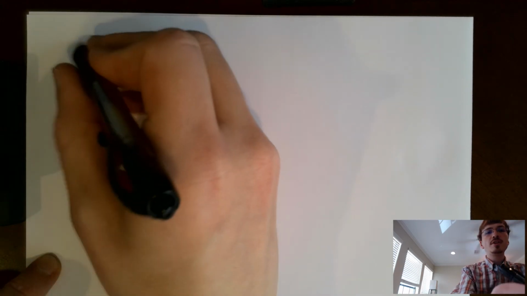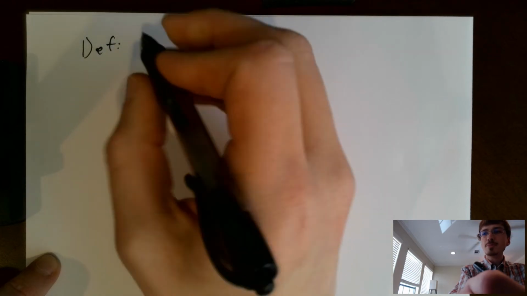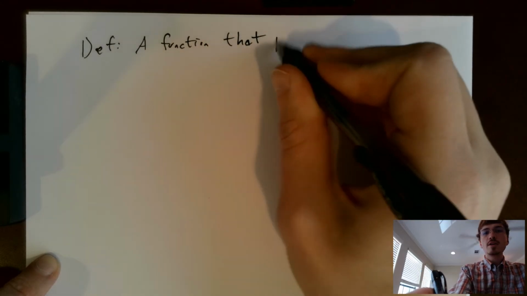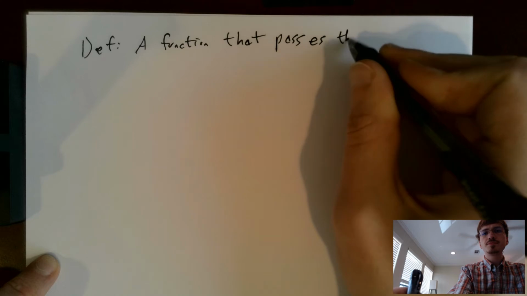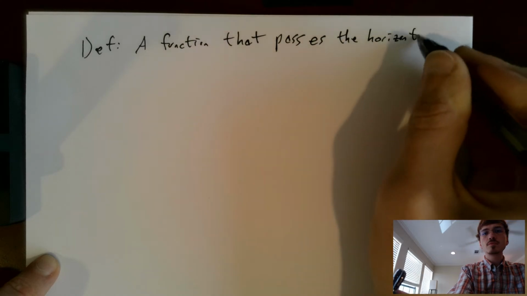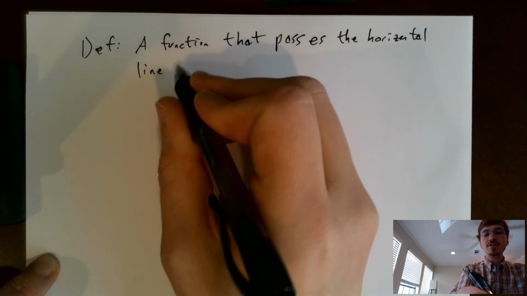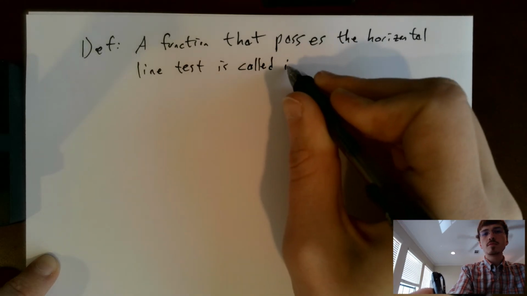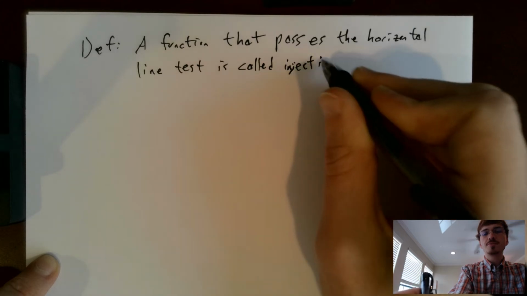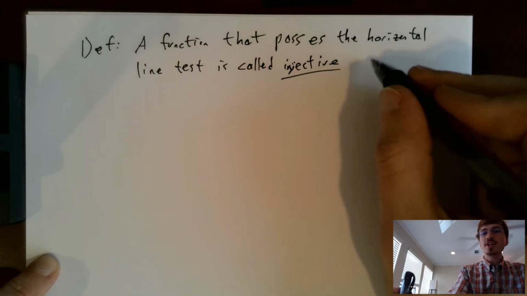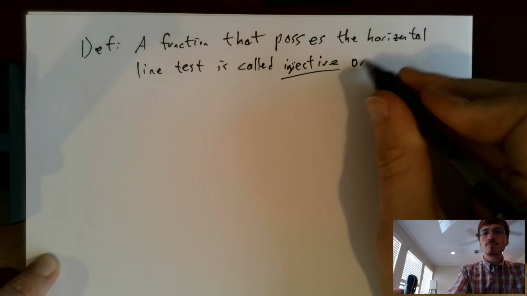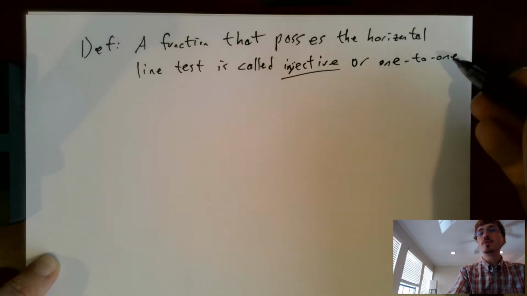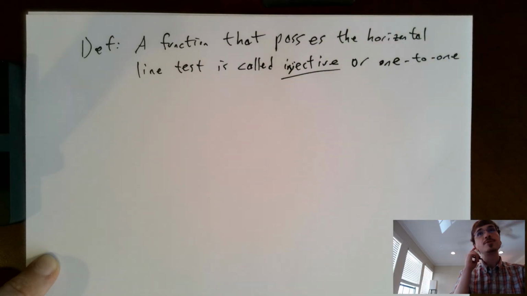Before we talk about that relationship, let's define a certain type of function. A function that passes the horizontal line test will be called injective. If you don't like the word injective, you'll also hear the word one-to-one. Yeah, for every y value there's exactly one x value, and vice versa, of course.